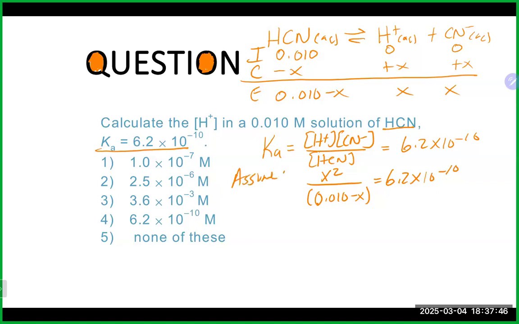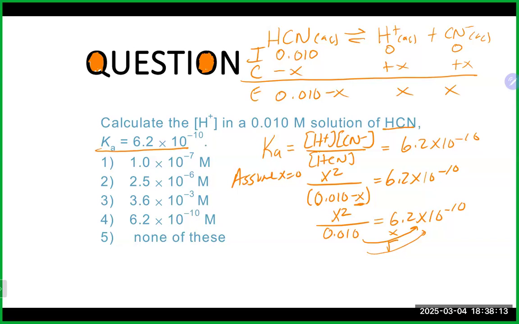We're going to assume that x is approximately 0 here. Once again, it's this x we're going to get rid of. That's going to get us x squared over 0.01 equals 6.2 times 10 to the minus 10. Once again, we're going to multiply the bottom to the other side. After you do so, a little square root action on that.